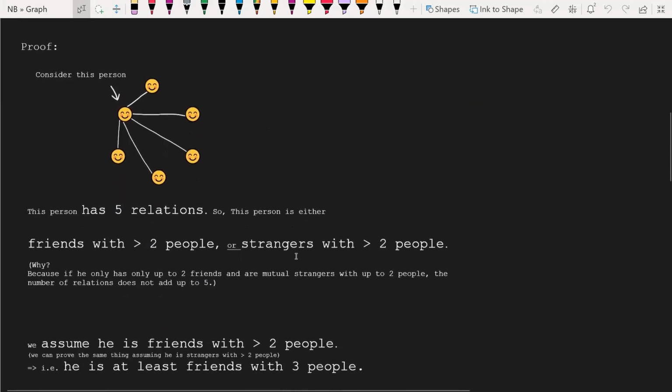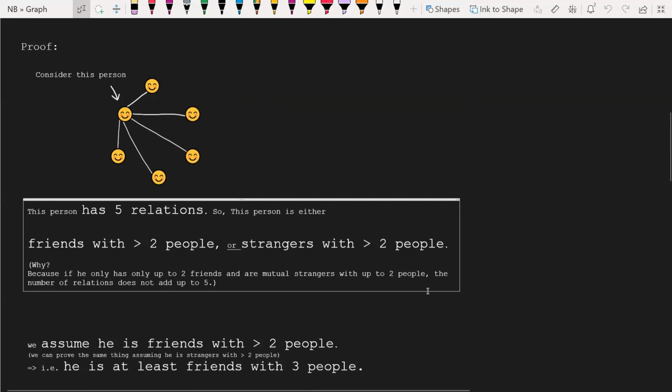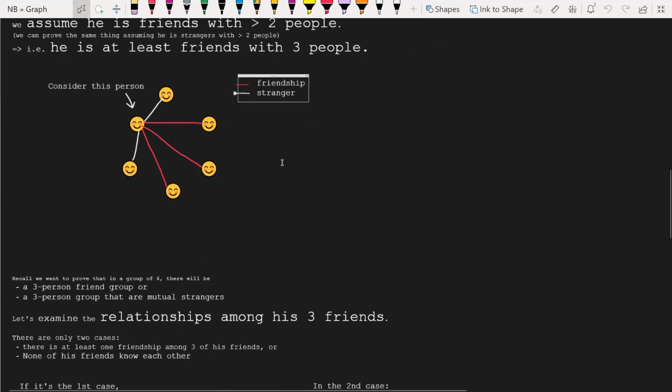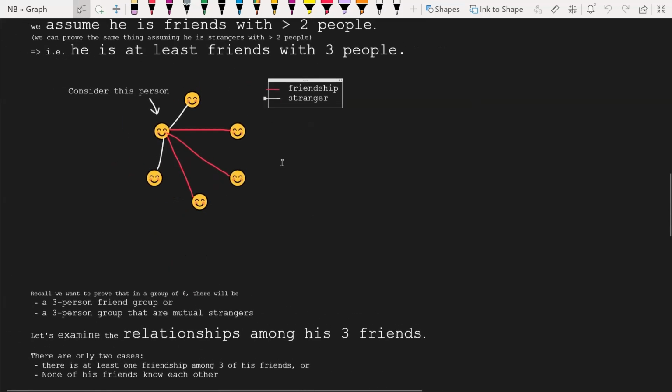Step 1 of the proof is to establish that this random person will have at least 3 friends, that he's at least friends with 3 people, because he can't be only friends with up to 2 people, or strangers with up to 2 people. It is because it wouldn't add up, the number of his relations will not add up to 5, which is what this theorem's setting requires, because it is a group of 6 people, and this person will have 5 relations.